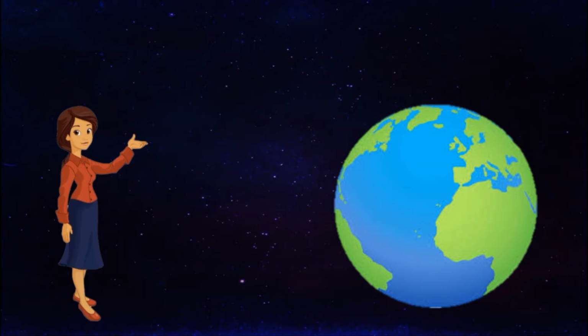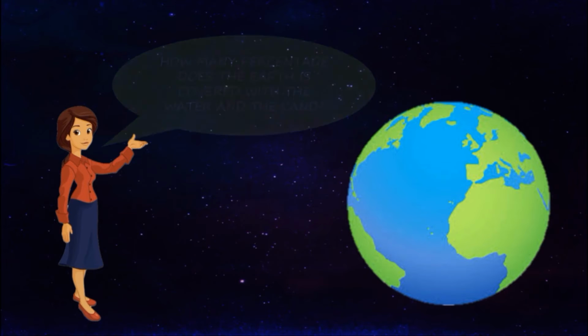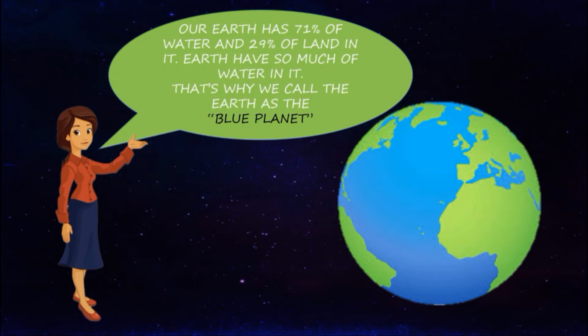Next, children, who found the Earth is round? What percentage of the Earth is covered with water and land? Our Earth has 71 percent water and 29 percent land. Earth has so much water in it that we call the Earth the blue planet. So, why do we call our Earth a blue planet? Planet Earth has been called the blue planet due to the abundant water on its surface. So, we are saying that it is a blue planet.